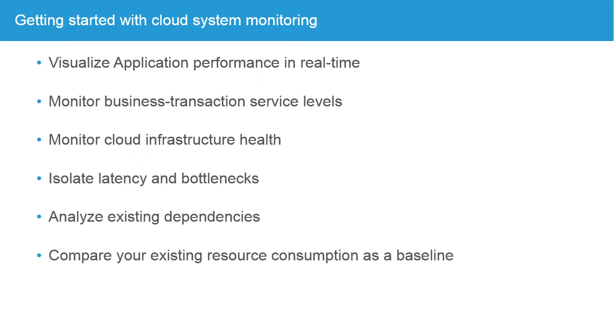So what about getting started? What do we actually do? Well, start to visualize your application performance in real time, particularly on business transactions. Monitor those business transactions and see how the service level is performing. That can be both formalized and informal monitoring. Monitor the health of your cloud infrastructure. Isolate latency and bottlenecks. Where are things slowing down? Make sure you understand existing dependencies, where one thing depends on another, so that you know what the root cause of any failure or slowdown might be.